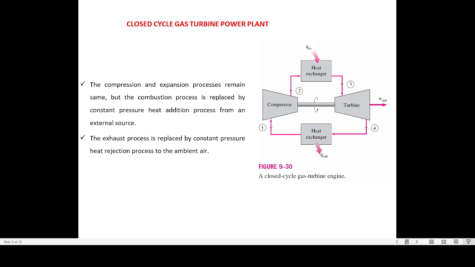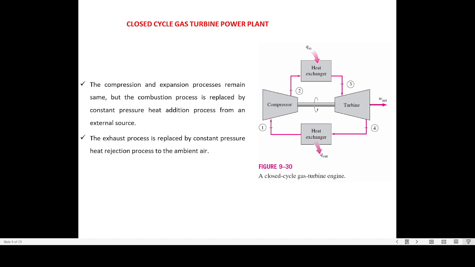Another arrangement that I mentioned is the closed cycle gas turbine plant. I can see that the compressor and turbine are similar to what we have seen for the open cycle arrangement. They are mounted on a single horizontal shaft, with the different state points 1, 2, 3, 4. I would like to draw your attention to the compression and expansion processes, which remain the same. Whatever way the compression and expansion took place in the open cycle, the same happens in the closed cycle gas turbine power plant as well.